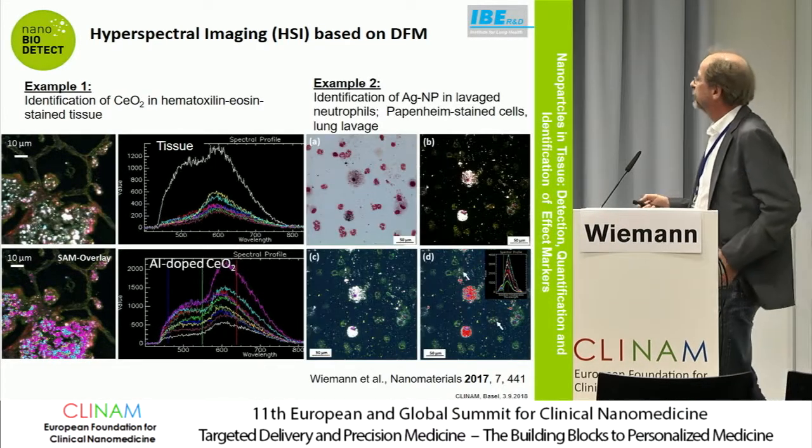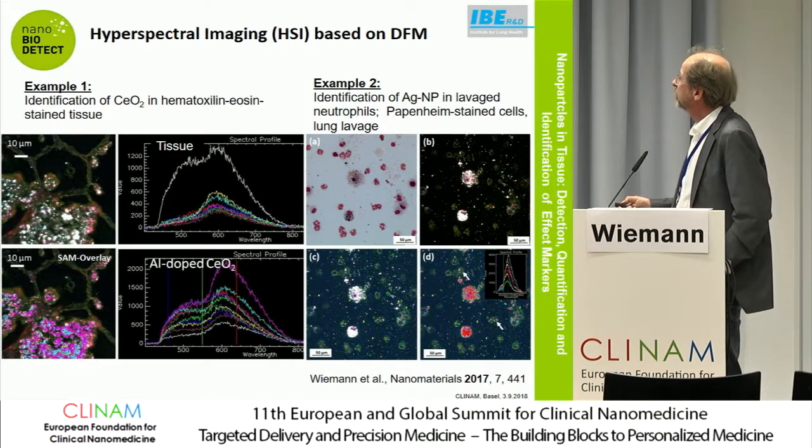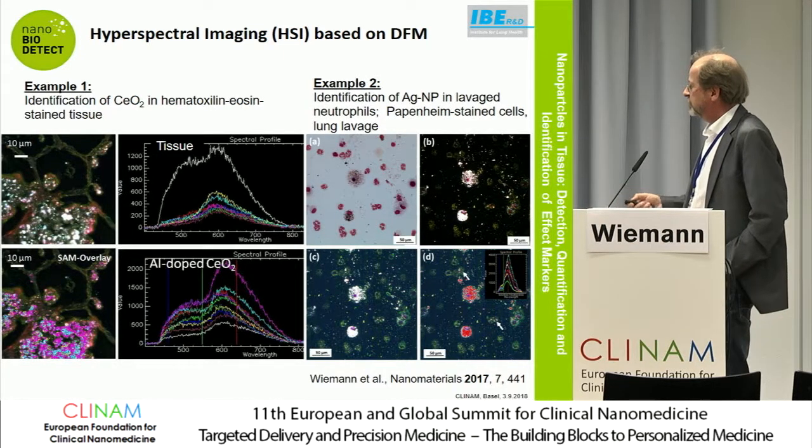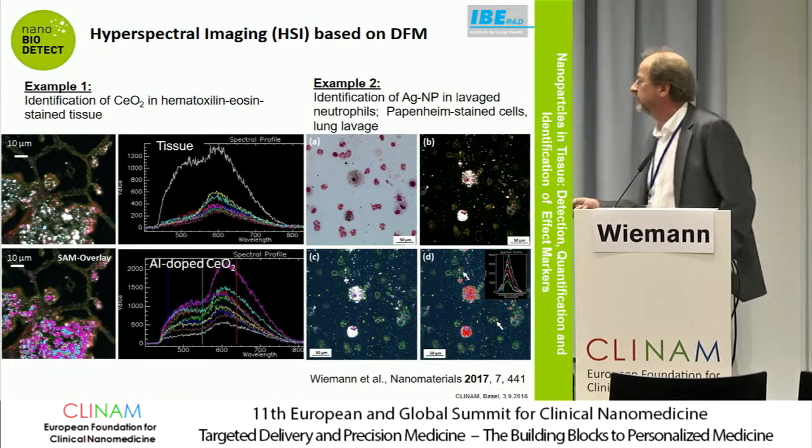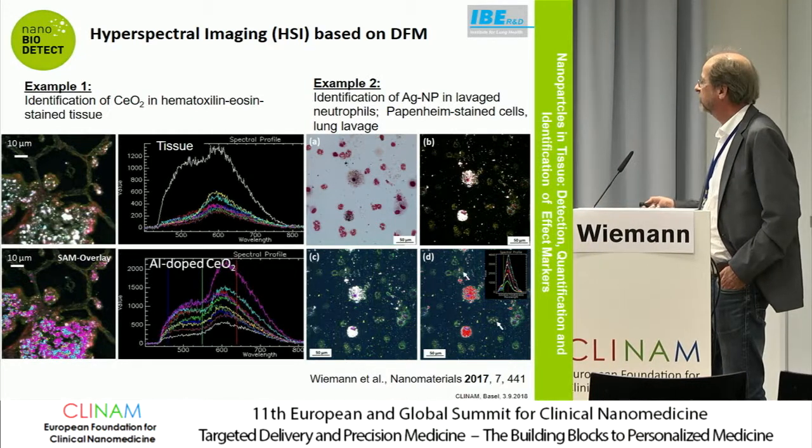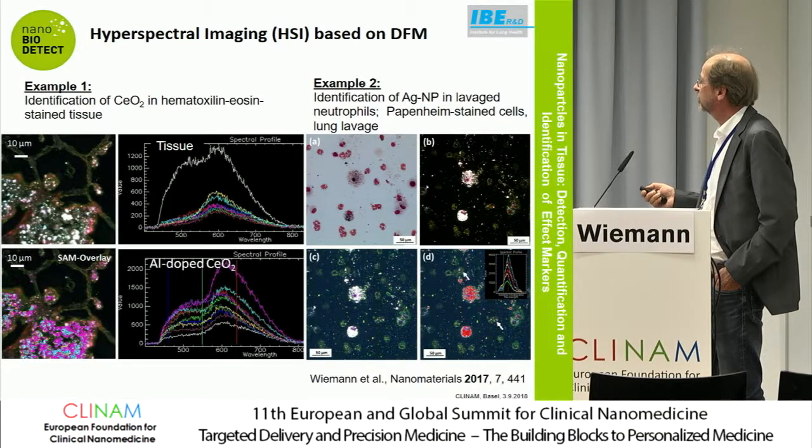Another example, just to ask what can be done with this. This is from cells which were lavaged from a lung, and the animal had been instilled with silver particles. And you can see macrophages like this, and here these neutrophilic cells. And this was a versatile method to demonstrate that there was silver around and also within the neutrophils.